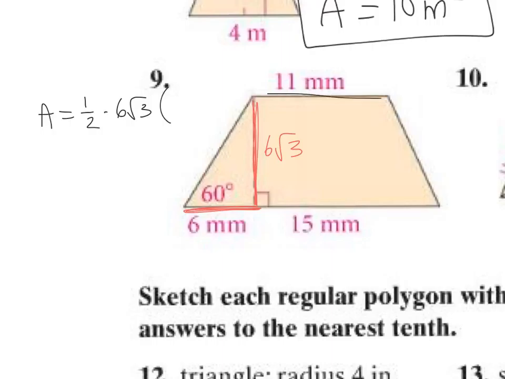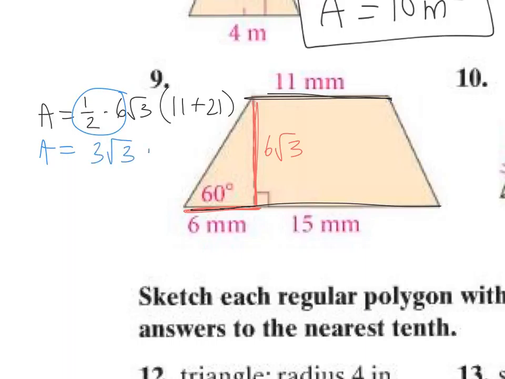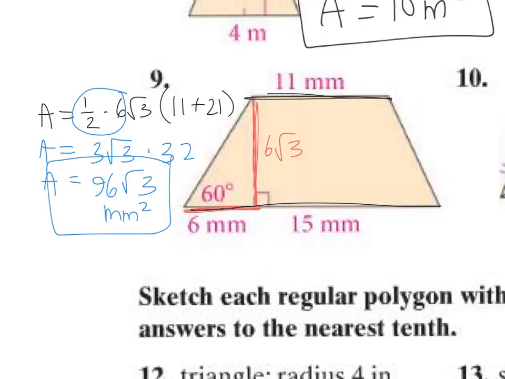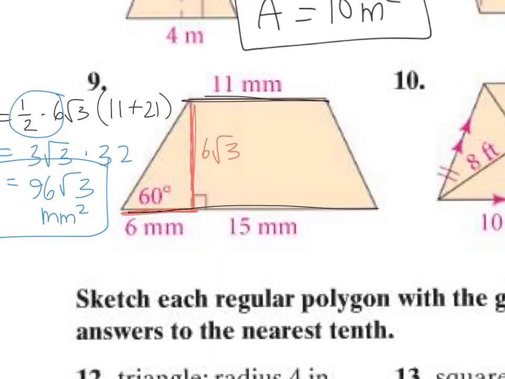And then my base 1 is 11, plus my base 2 is 21. So this is area equals 3 root 3 times 32. So the area equals 96 root 3 millimeters squared. So you want to leave it in simplest radical form unless it tells you to round.